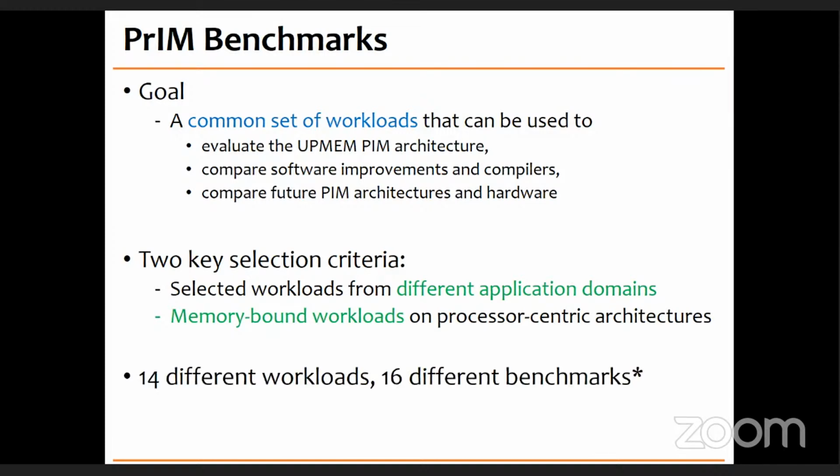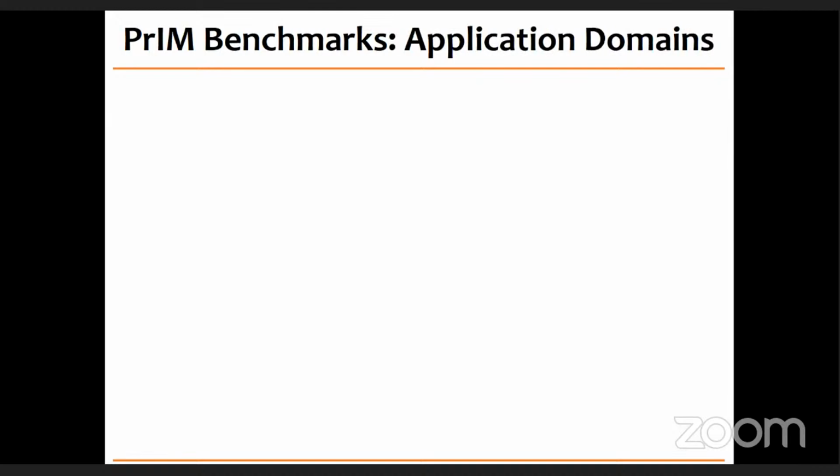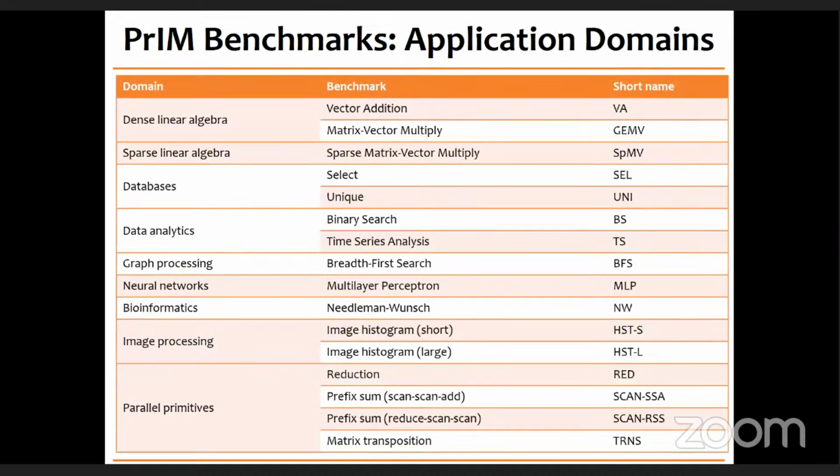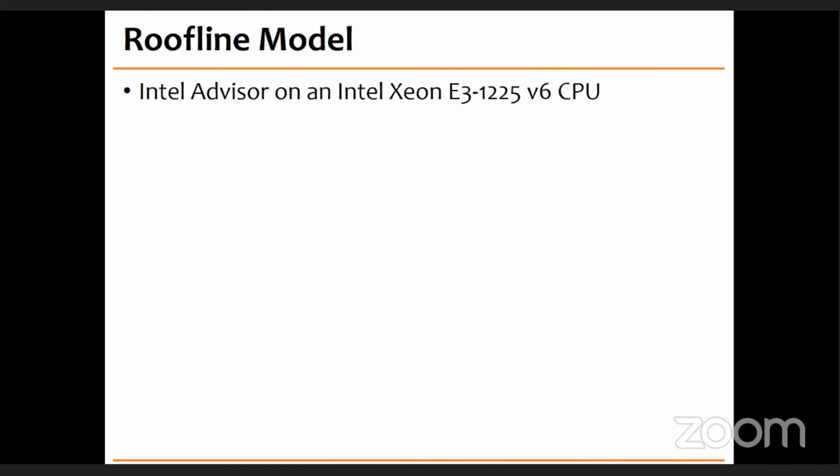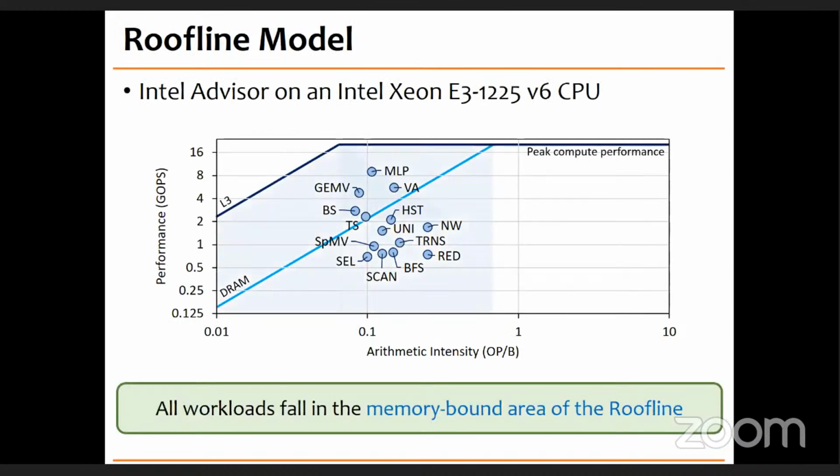So yeah, memory bound workloads on processor-centric architectures. In total we have 16 different benchmarks, because for 2 of the workloads we have 2 different versions, like for example this image histogram and this prefix sum. Here you see the list of benchmarks for different domains like linear algebra, databases, graph processing, neural networks, and so on. And we select the workloads by using the roofline model.